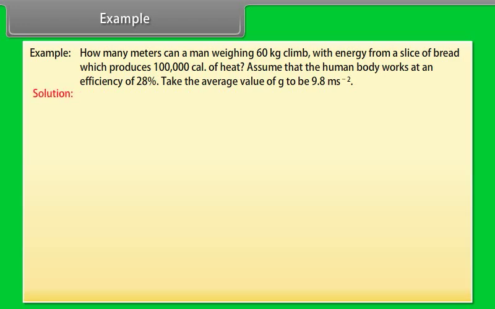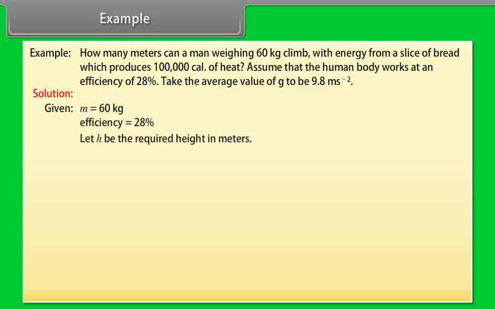Let's see the solution. Here, mass and efficiency are given, which are 60 kg and 28% respectively. Let h be the required height in meters. Now, we know that the work done is equal to potential energy. So, by simplifying it, we get 60 × 9.8 × h joule. By calculating it, we get 588 h per 4.2 joule.